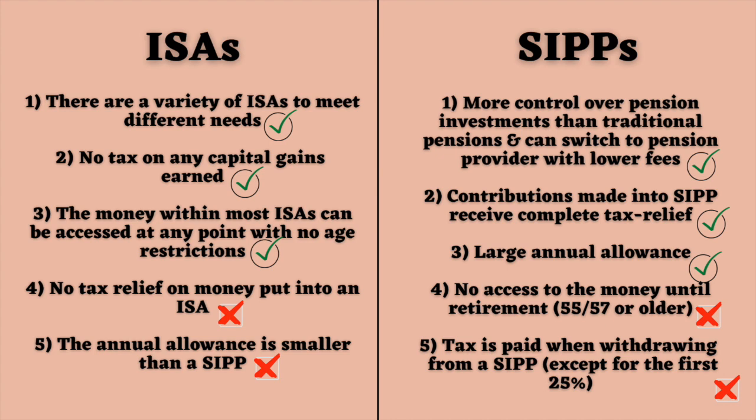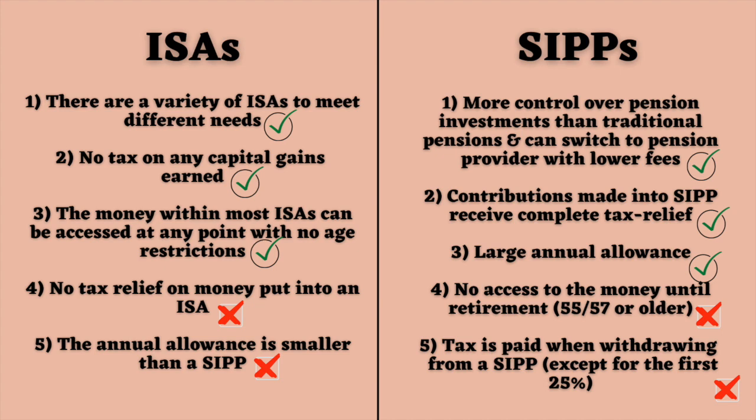SIPP pros and cons. You have more control over your pension investments than traditional pensions, and you are able to switch your pension to a provider who may offer lower fees. The contributions made into a SIPP receive complete tax relief. The annual allowance is large, which is currently set at £40,000.